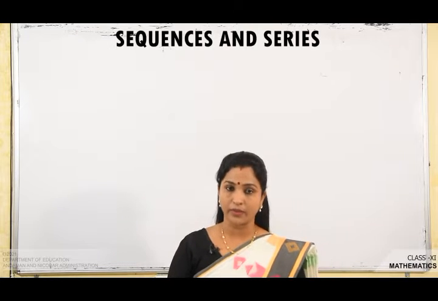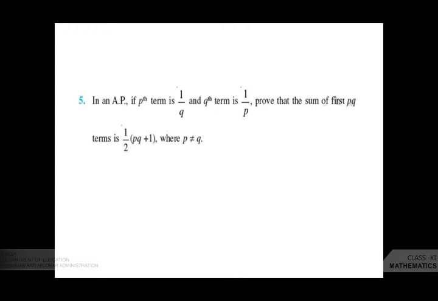So let's see the fifth question. In an AP, if the pth term is 1 by q and the qth term is 1 by p, prove that the sum of the first pq terms is half (pq plus 1), where p is not equal to q. So let's see how to solve this question.